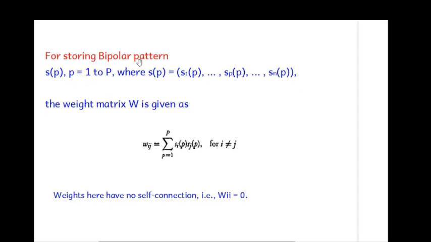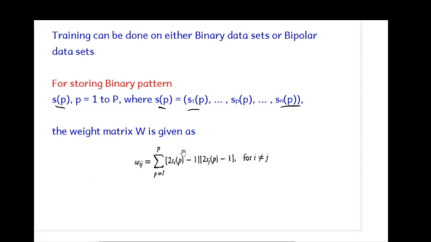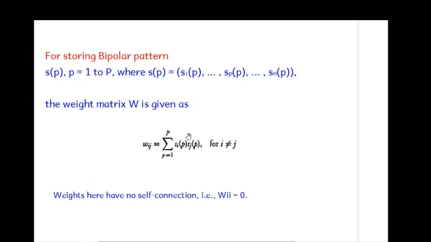And then for storing bipolar patterns, there is a change in the weight matrix. You can see that the formula is different here. The weights have no self connection, so Wii is 0.